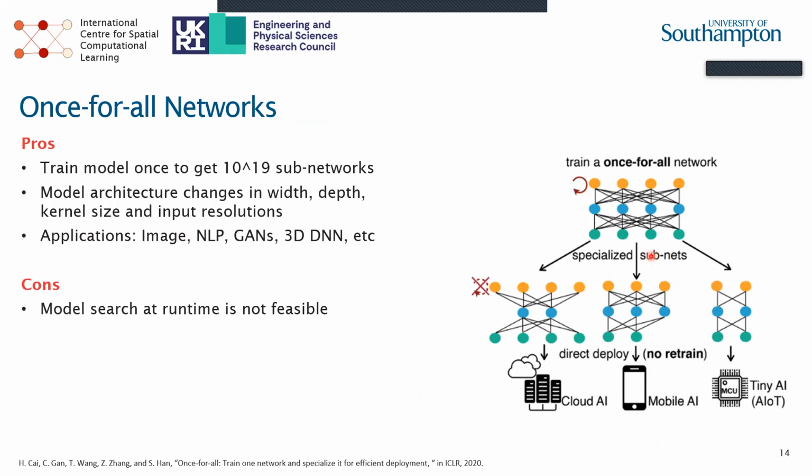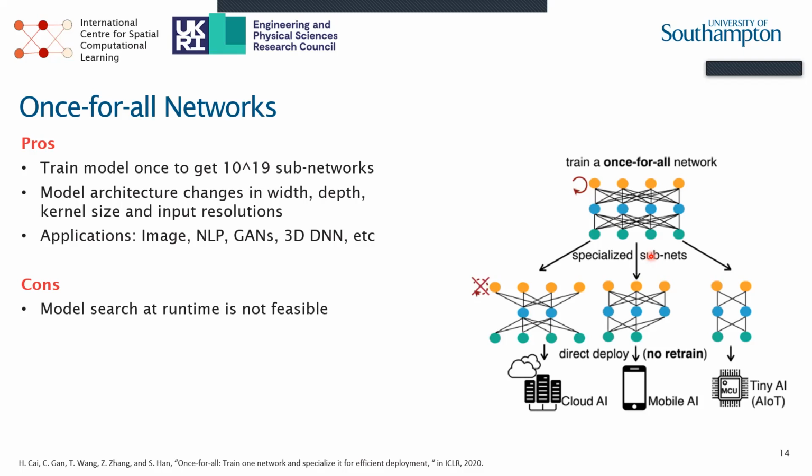So basically, they train a larger model. In this specific paper, they also use MobileNet v3 as the backbone. They train the model using what they call progressive shrinking. They first train the full model, then they fine-tune the model to support many subnetworks. In this case, it's 10 to the power of 19 subnetworks.